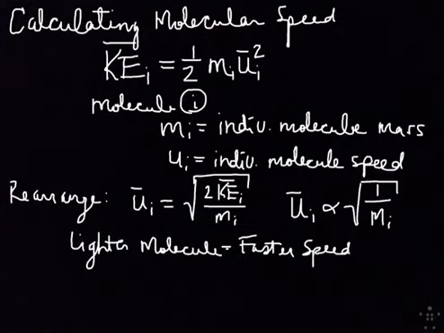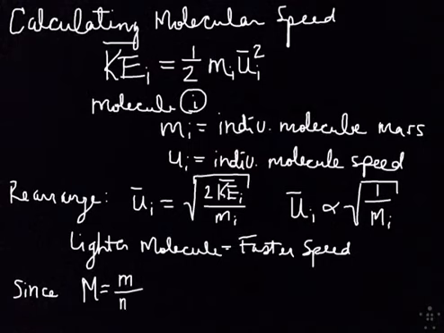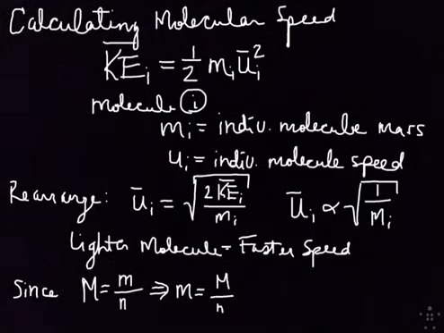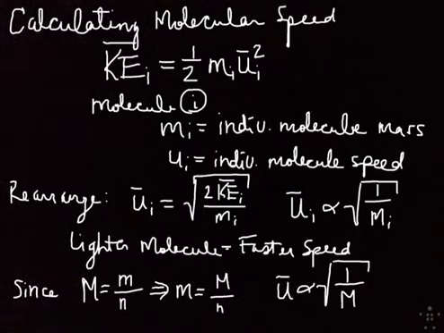And since we know that the molar mass is just the molecule's total mass per mole divided by the number of moles, we can say that the mass of an individual molecule is going to be related to its molar mass. So we can also say then that the average speed is going to be proportional to 1 over the square root of the molar mass, which is a number that we're more familiar with than the mass of, say, individual molecules.